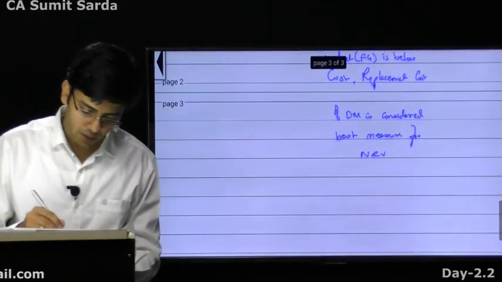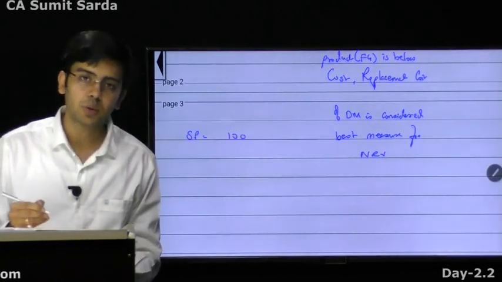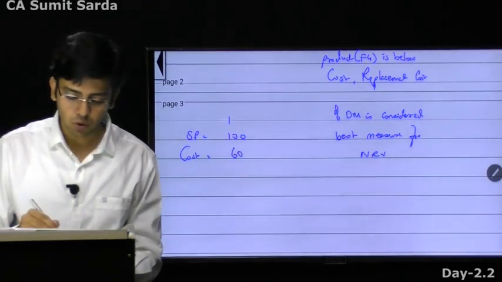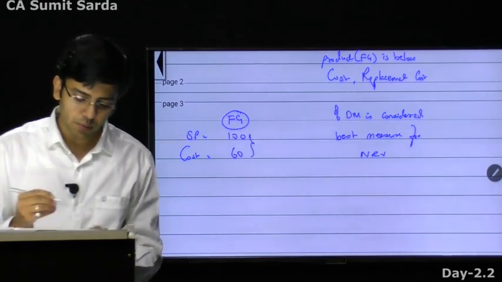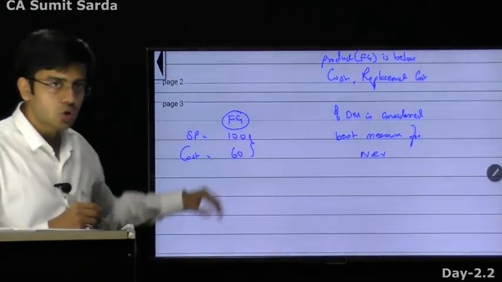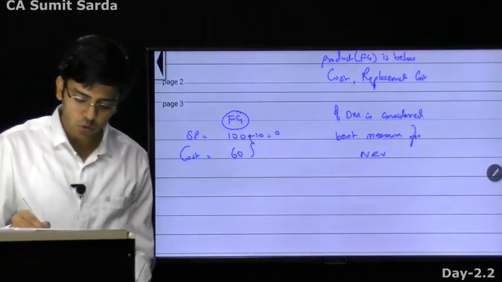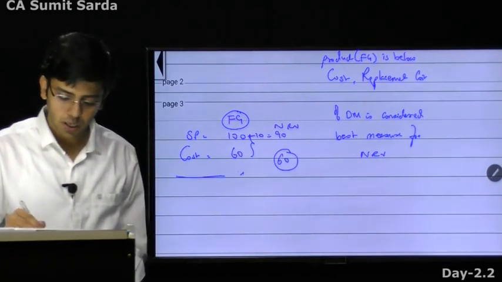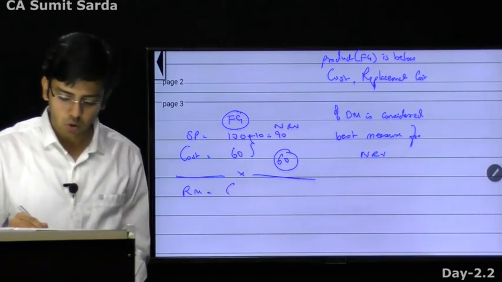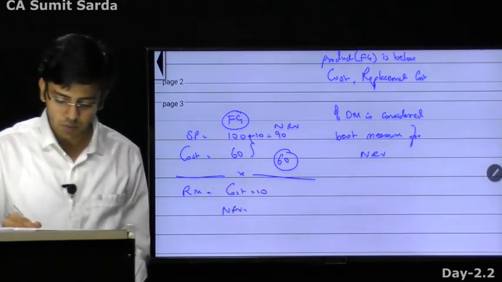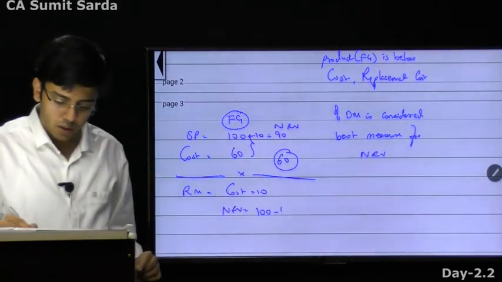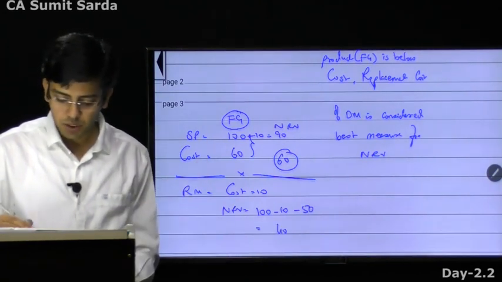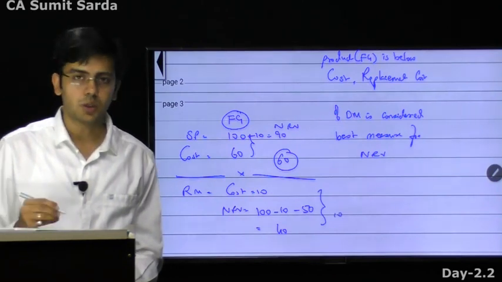Now suppose I take the same example. The selling price of the product is 100 rupees, and the cost of the product, as we had discussed, is 60 rupees. For the finished goods, we measure at selling price minus any cost of conversion, let's say 10 rupees. So NRV is 90 compared to 60, whichever is lower, we measure it at 60 rupees. For the raw material, the cost is 10 rupees, and NRV will be 100 rupees minus 10 rupees as cost of sale minus the cost of completion, which was 50 rupees. That makes it 40 rupees. So 10 or 40, whichever is lower, 10 rupees. So we are measuring it at cost.